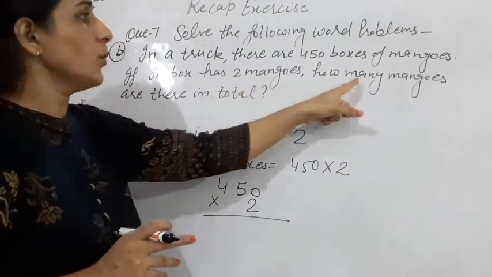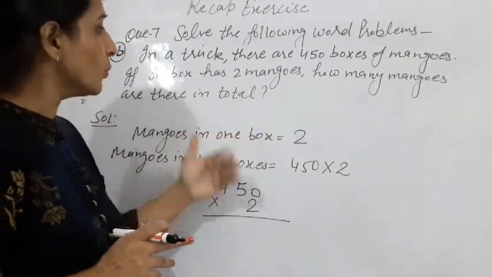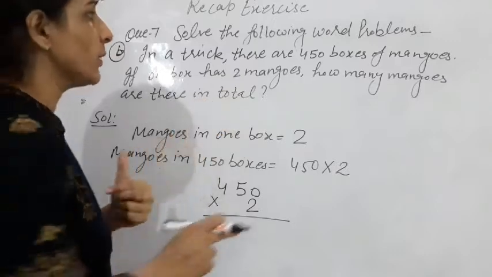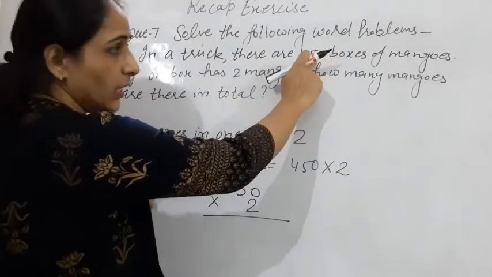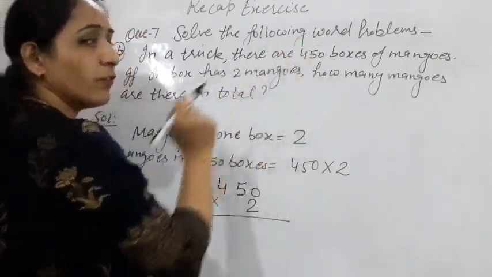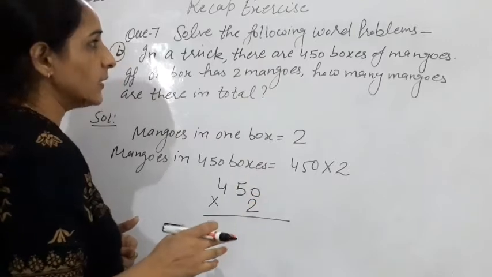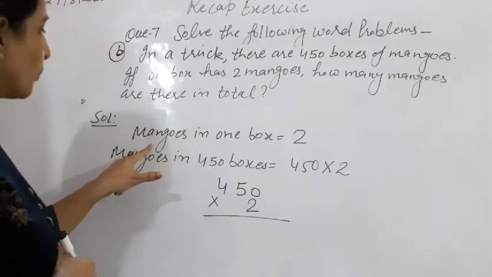Okay, so how many mangoes are there in total? So कितने मैंगो टोटल उस ट्रक में है? It means in boxes में है. Total number of boxes is 450 and in each box there are 2 mangoes. So 450 we will find more. Clear? So for more what we do? We do the multiply. So we write like that the word problem.